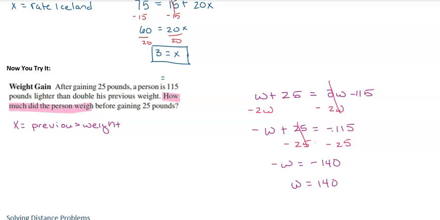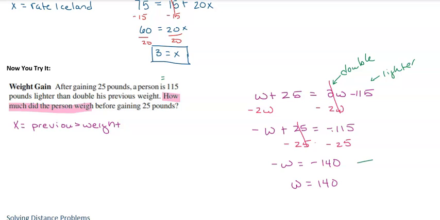lighter. That means less than. That means minus the 115. Then double his previous weight. So here's double the weight over here. So this is double the weight. And this one is 115 pounds lighter. Okay? So you just set all that up and then solve for W.